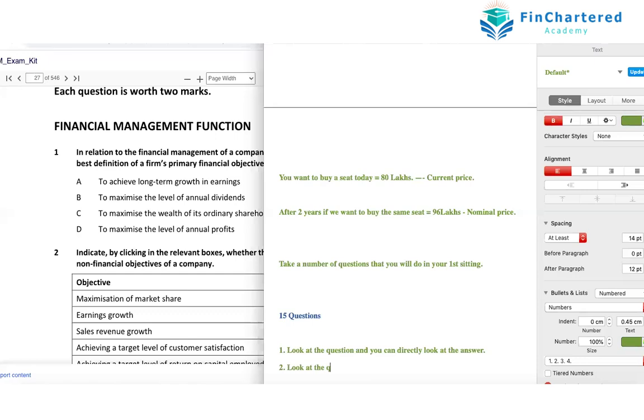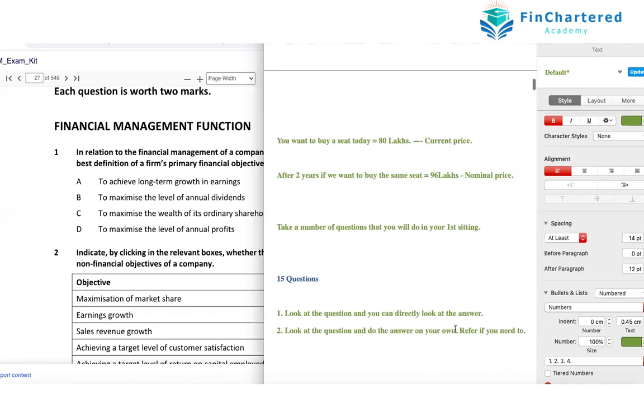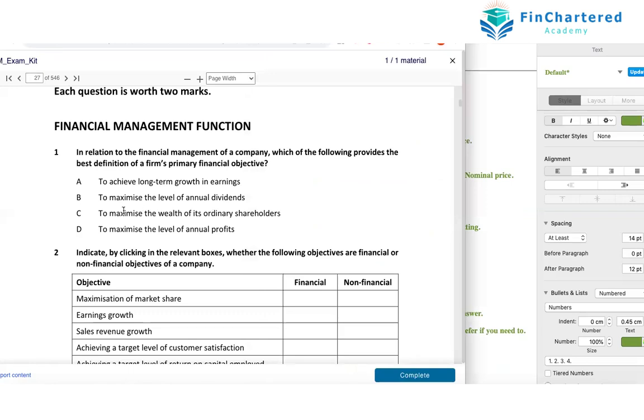Look at the question and do the answer on your own and refer if you need to. You can refer. If you need to, you refer. Otherwise, quickly do it. Be fast. So, okay, I was able to do the first question. I know what the answer is. I'm choosing the answer and moving on.